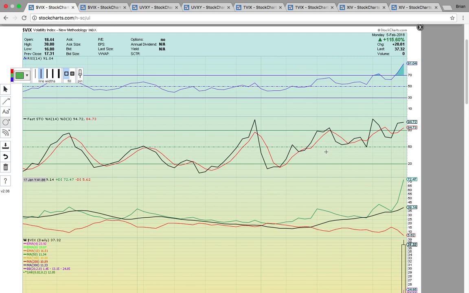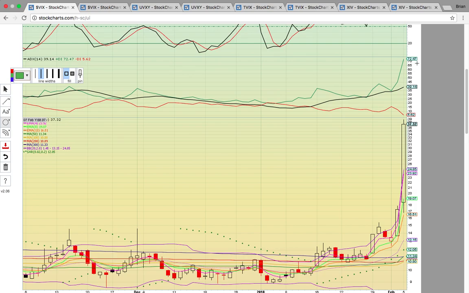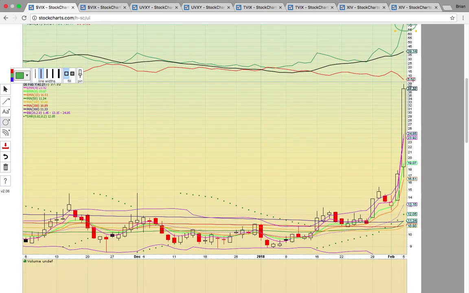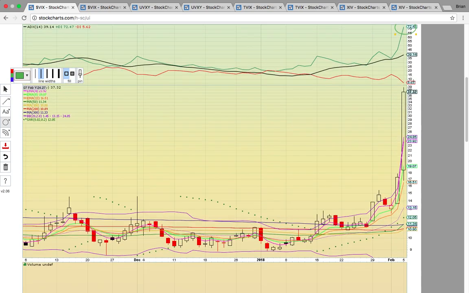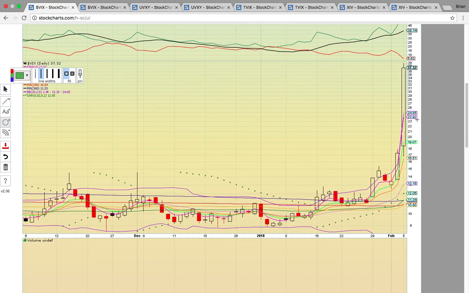So first up, ticker symbol VIX closed up 115% today. That was a huge move. Just a parabolic spike. RSI is currently at 91, so it's at overbought levels. You have Fasto at 94, it's overbought as well. Plus DI is way up here at 72 with this parabolic breakout. As you can see, the close today at 37 was well above that upper Bollinger Band at 24.85.